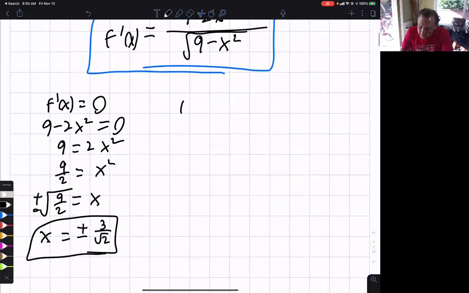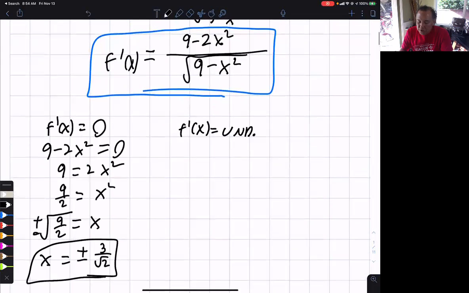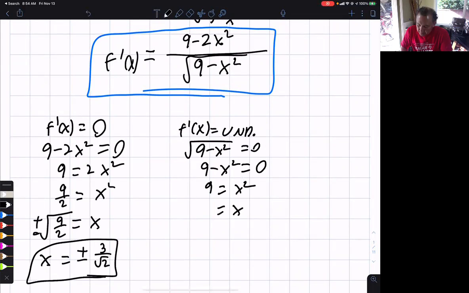Now, when is the derivative undefined? Well, a fraction's undefined when you divide by 0. So we will set our denominator equal to 0, square both sides, add x squared to both sides, square root both sides, and so we get plus or minus 3.